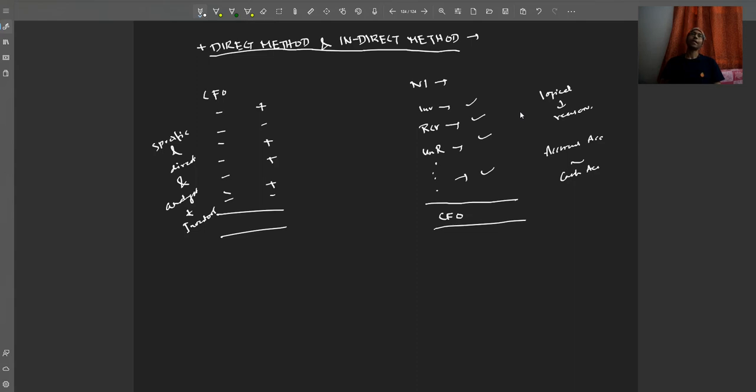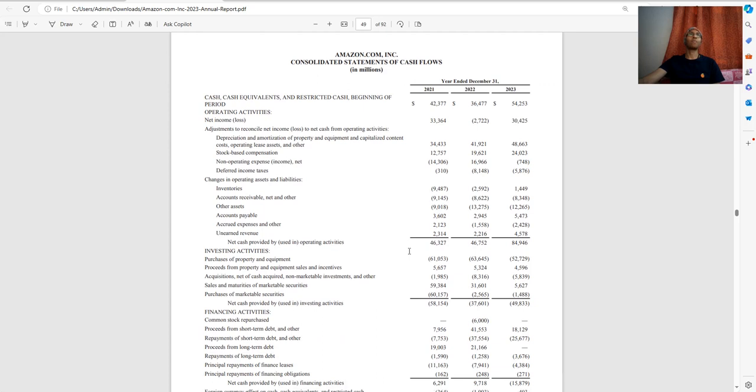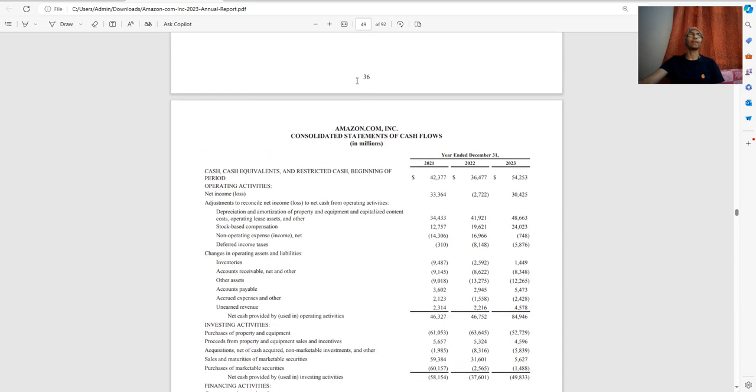Most of the times, the indirect method is used by the companies, while there are cases also where the direct method is used. Now we will try to understand both the cases, friends. So friends, here I have the cash flow statement for Amazon Inc. We have started with net income here, right? Started with net income and then adjustments to reconcile net income to net cash from operating activities. This reconcilement has been mentioned directly.